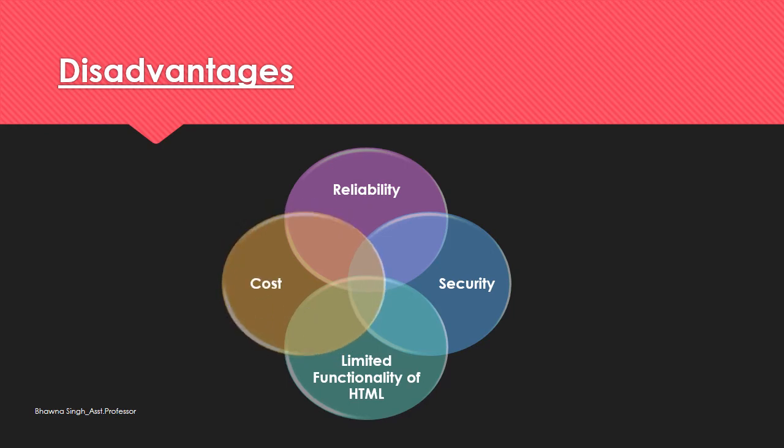Now, along with certain advantages, this web database has certain disadvantages also, like problems of reliability, security, limited functionality, as well as cost. So let us first discuss the disadvantage in terms of reliability. Reliability means that sometimes servers can be down and messages can be delayed in being sent to particular users or destinations. In that case the internet becomes unreliable, and it provides a slow communication medium. So there is a problem of reliability.